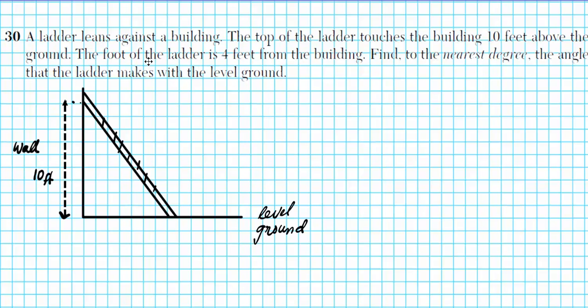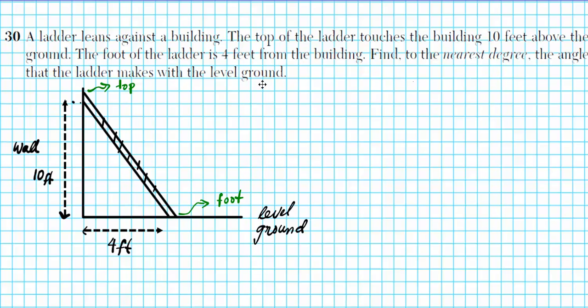And then the foot of the ladder is 4 feet from the building. Okay, so this is the top of the ladder, and this right here is the foot of the ladder. Okay, so we're told that it's 4 feet away from the building. So right there, it's not drawn to scale. Okay, so just bear with me there. So this is 4 feet.